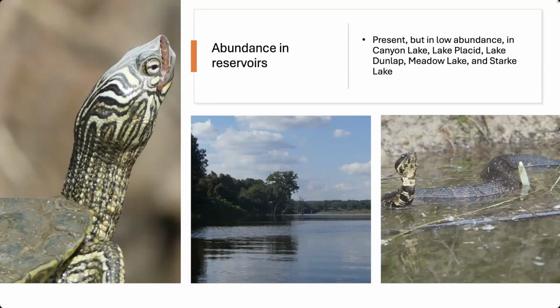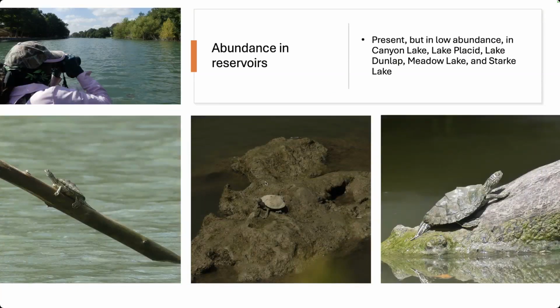Just kind of to wrap up here, once again, we see an interesting pattern in reservoirs where we see that Cagle's map turtles are present, but in very low abundance in a lot of the major impoundments of the Guadalupe system. For example, all of these lakes that we've surveyed, Canyon Lake, Lake Placid, Lake Dunlap, Meadow Lake, Starkey Lake, all of them have Cagle's map turtles. All of these are pictures of map turtles from those various lakes. So why are they there but in low abundance?